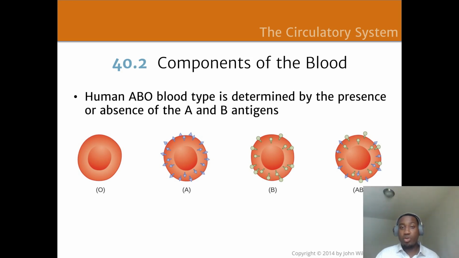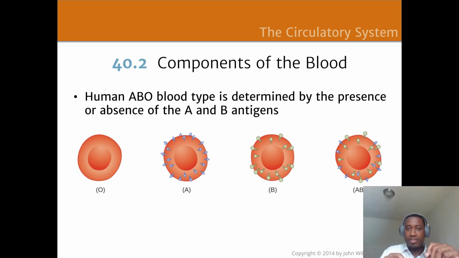So AB is kind of greedy. AB is like a selfish person. They can take blood from anybody else. It doesn't matter what type of blood you have. If you're AB, you can take blood from any other person, and that's called the universal recipient. So O is the universal donor. AB is the universal recipient. So A and B blood types are a little different, but I'm pretty sure you guys understand right about now.